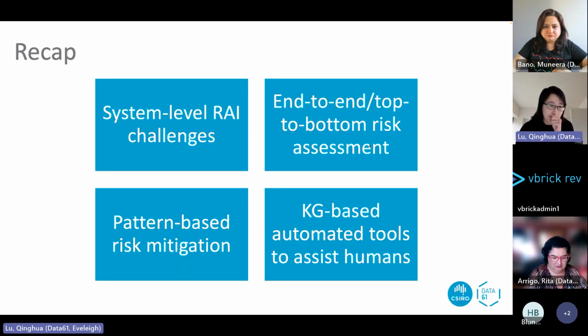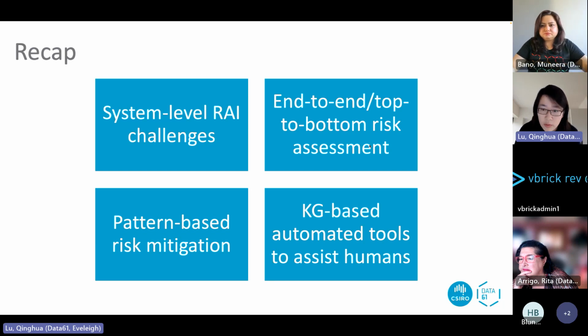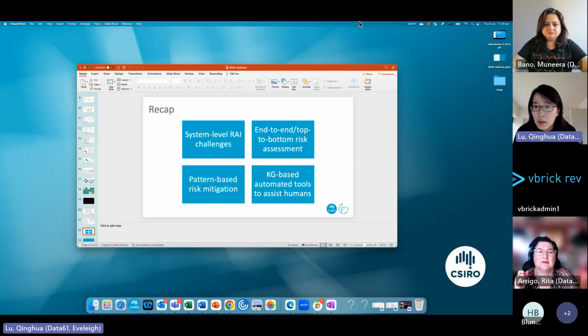So, sorry, that's all about my talk. So to recap, we focus on system level responsible AI challenges. We work on end-to-end, top-to-bottom risk assessment methods, and we use patterns to mitigate the risk. And we have developed a set of knowledge graph-based tools for engineering responsible AI systems. So now I will head over to my colleague Muneera to give an introduction about our requirement engineering work.